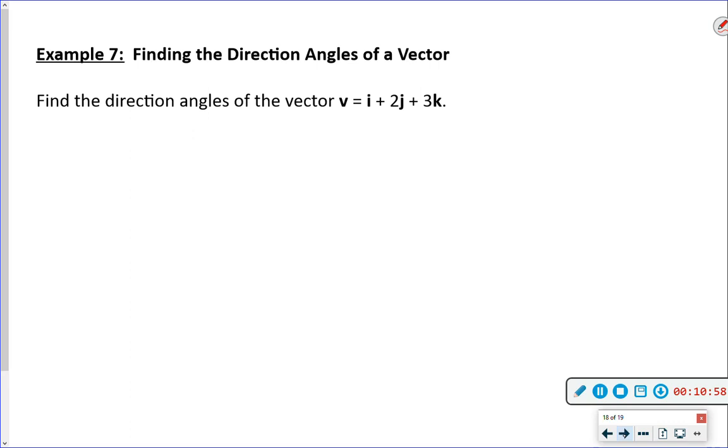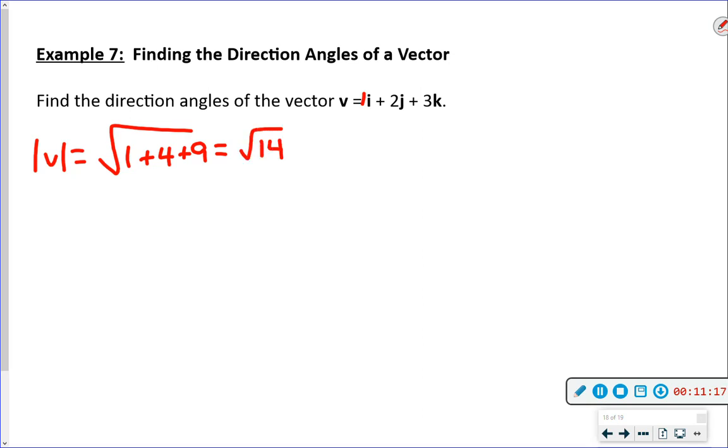Well, first let's do the magnitude, because I need it for all the calculations. So square root, here we go. I'll throw a 1 on there so it looks nice. 1 squared, 2 squared, 3 squared. So total it up, we have the square root of 14.